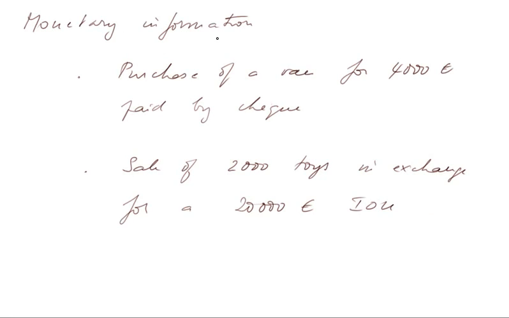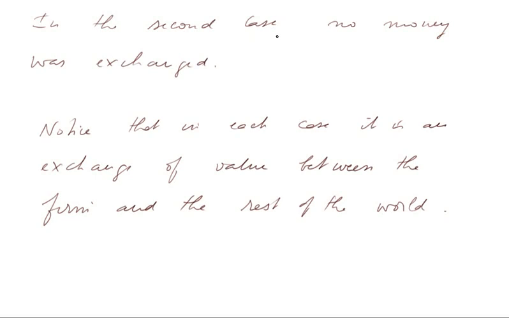Monetary information. For instance, the purchase of a van for 4,000 euros paid by check is a monetary piece of information. The sale of 2,000 toys in exchange for a 20,000 euros IOU from the client is also a piece of information of a monetary nature. Yet, in the second case, no money was exchanged.